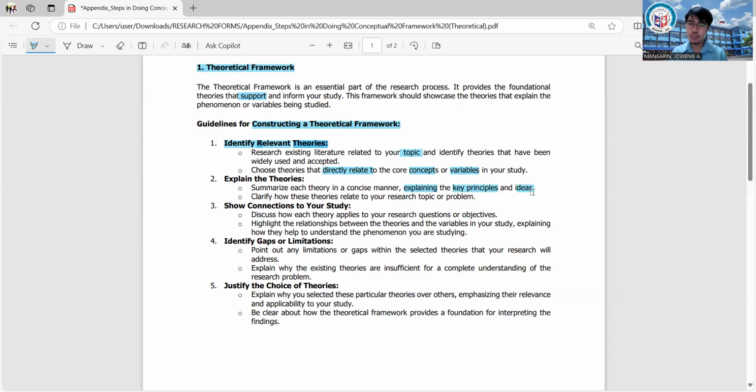The only thing that we need to do is to select and identify what are the ideas that these theories have which are connected on my paper. And I have to explain that. No, I have to explain these theories and the important ideas that are connected in my present study. Technically, it should be connected on your topic or problem. So do not forget that.